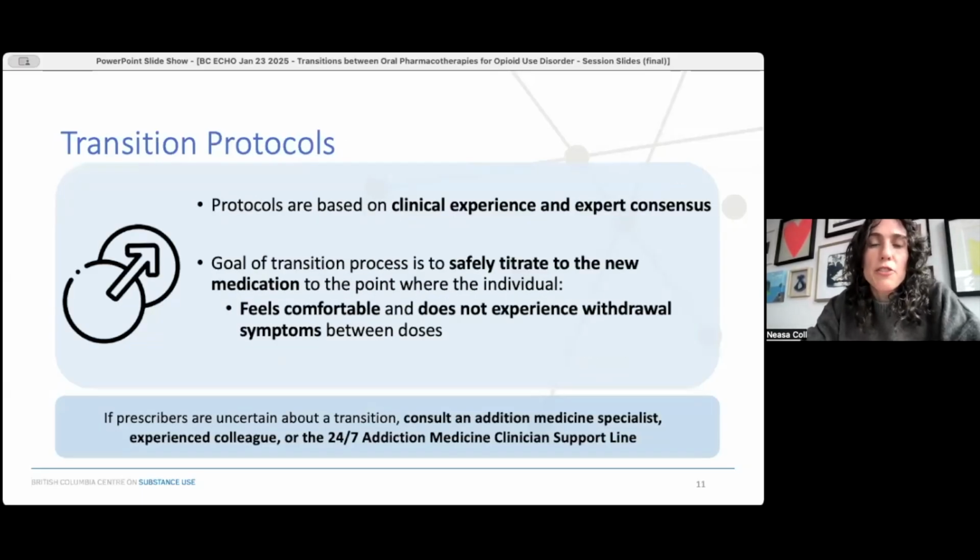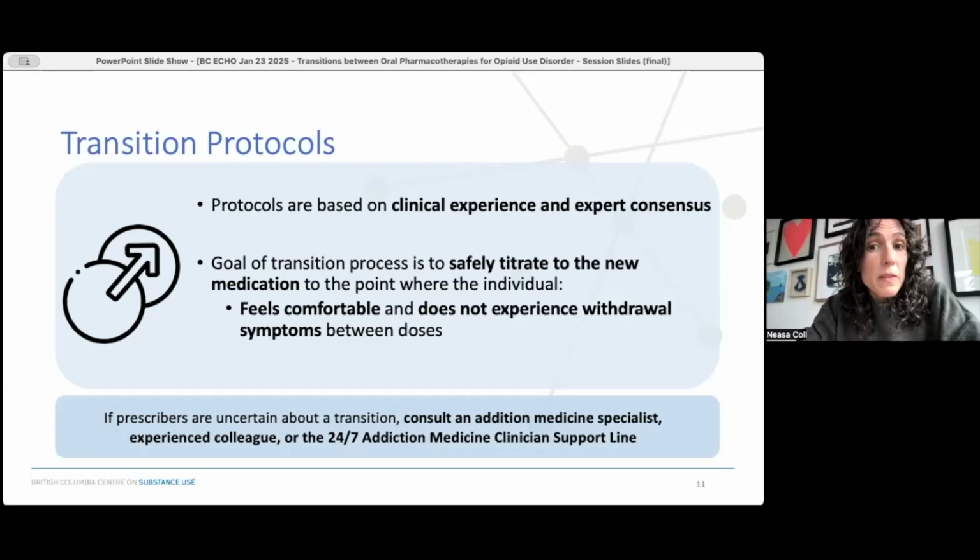So what do transition protocols look like? We're going to review in this presentation protocols that are based on clinical experience and expert consensus. But note that there is a lack of evidence-based protocols for transitions between OUD medications. There is developing evidence on low-dose induction protocols for transitioning from methadone to buprenorphine naloxone. And the goal of the transition process is to safely titrate and transition to a new medication so that a patient feels comfortable and isn't experiencing withdrawal symptoms between doses.